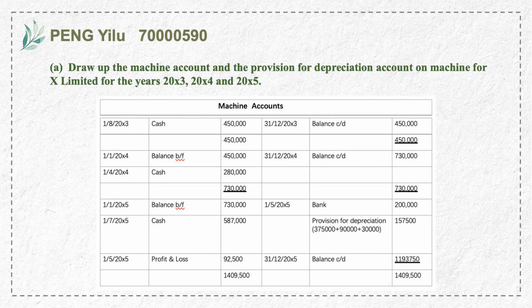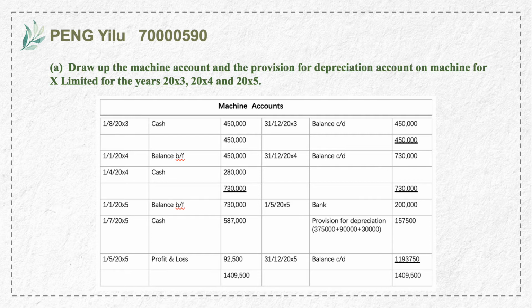It cost 450,000. So on the right, we should write down the 450,000 too on 31st December 2000 X3 to balance carry down. On 1st January 2000 X4 year, we should write down the 450,000 to balance brought forward.